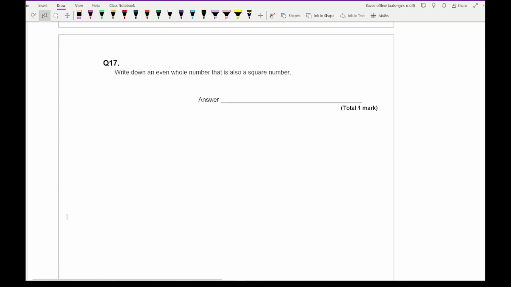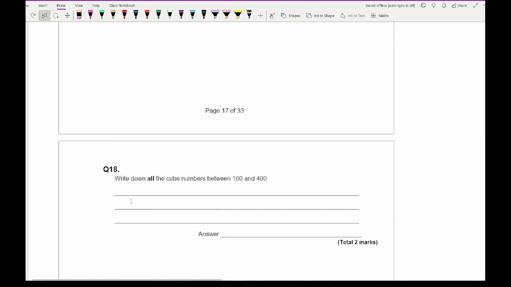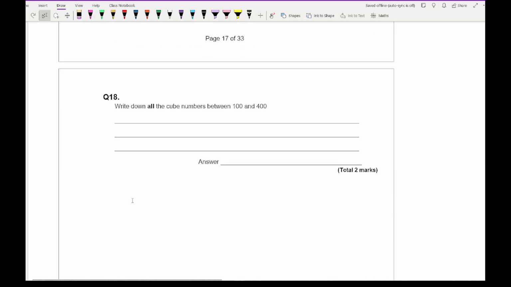For question 27, it says write down an even whole number that is also a square number. So here, what we're looking for is, we could have 4. Again, there are several other combinations you could have. You could have 4, 16, 36, absolutely anything. There are loads of combinations you could potentially have. You could even have 10 squared, which is 100.